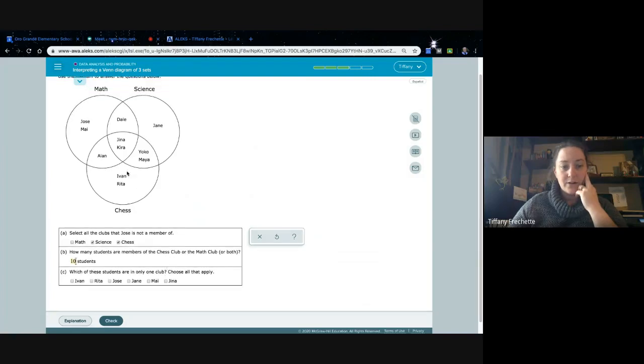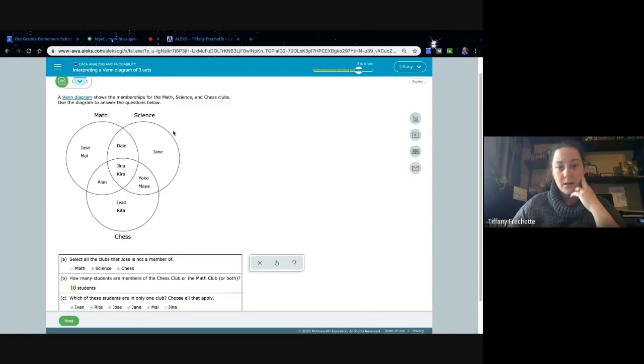So we just want to look at all the students that are just out here in the far bubbles by themselves. So we have Ivan and Rita are only in chess. Jane is only in science, and Jose and Maya are only in math. So the only one we're not checking is Gina here in the middle because she's a part of everything. Check. Yay. Okay, we finished another one. Next.